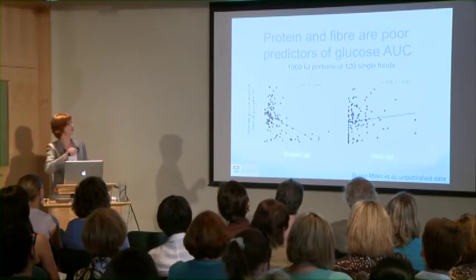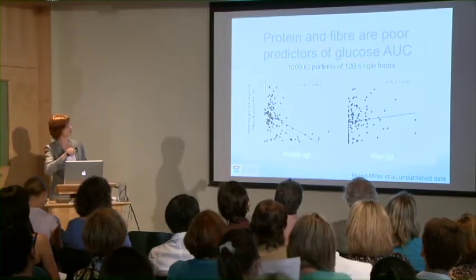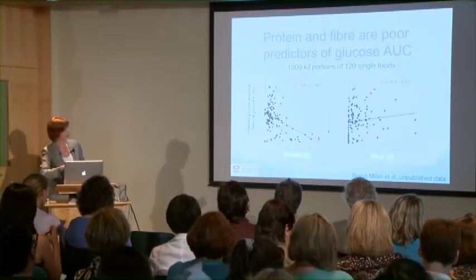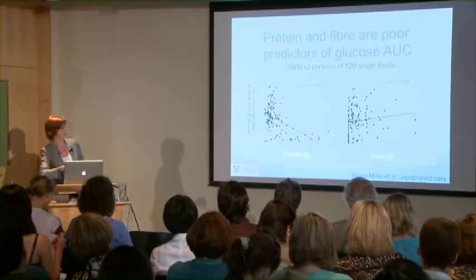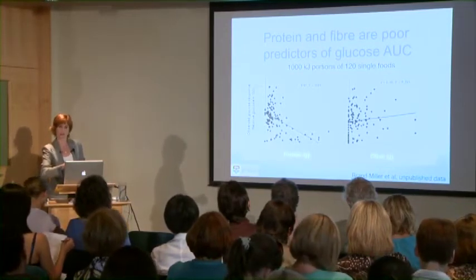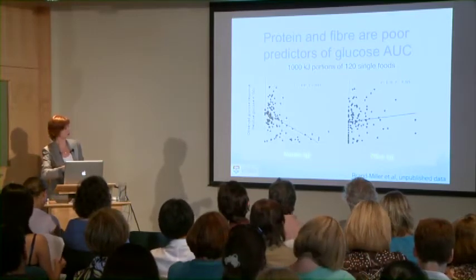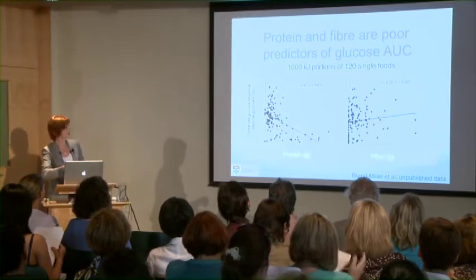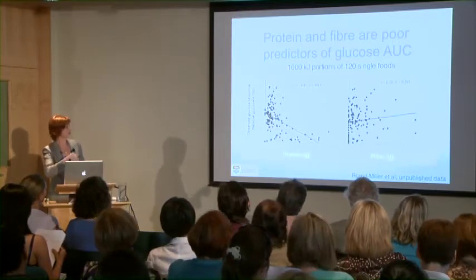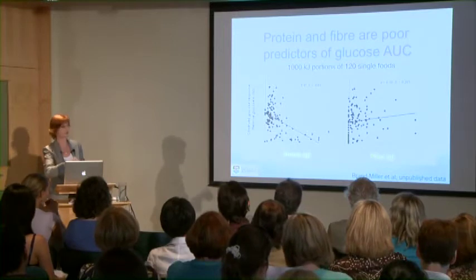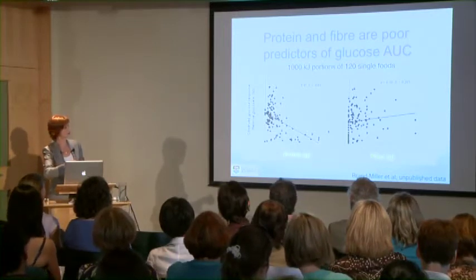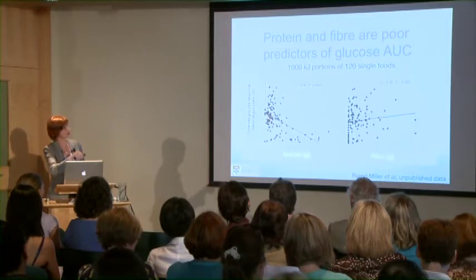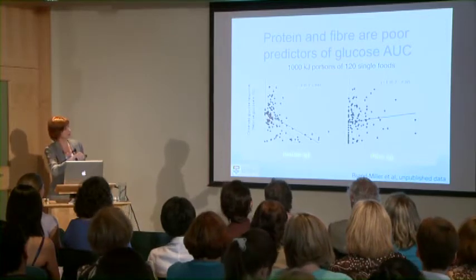What about protein and fat and fiber? Here we've got the same 120 foods, and here on the x-axis is protein in that 1,000 kilojoule portion, so it varied from 0 up to 60 or so grams of protein. And what you can see is that, well, there's an inverse relationship. The higher the protein content, the lower the glycemic response. But the R is not as strong. It's about 0.5.